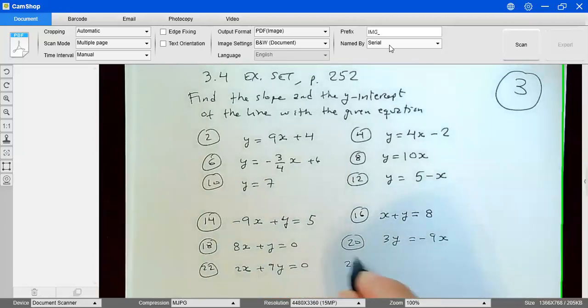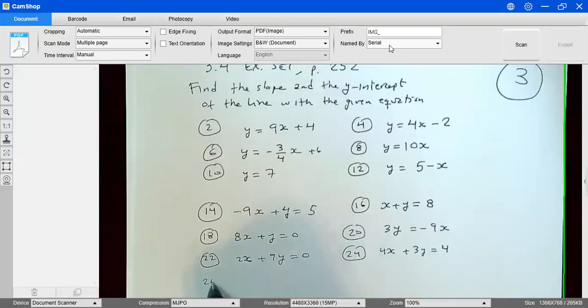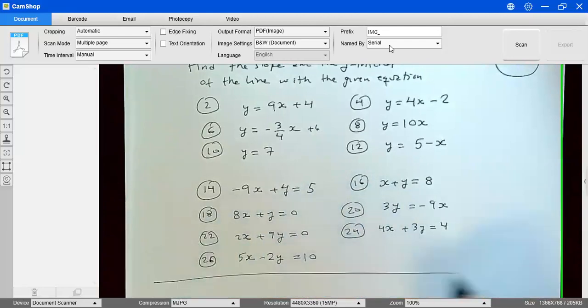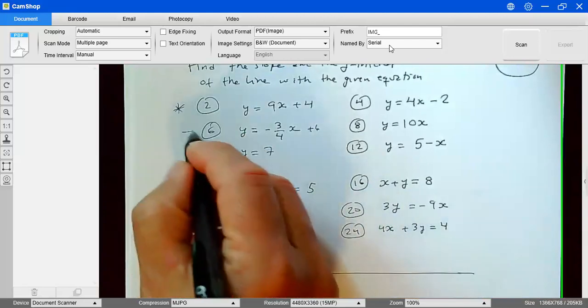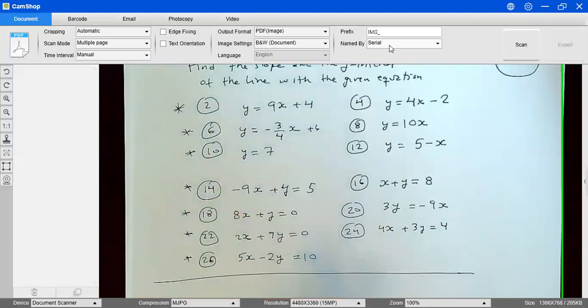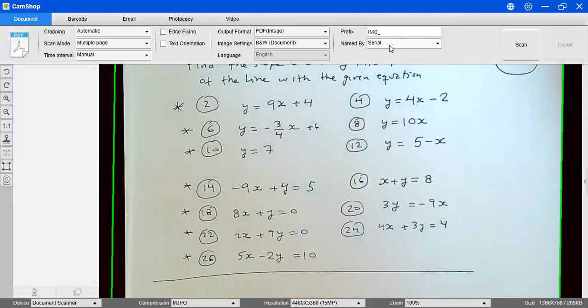24 is going to be 4x plus 3y equals 4. And finally, 26, you're going to need 2.5x minus 2y equals 10. So at least work the problems on the first column. But if you work all of them, that would be better.